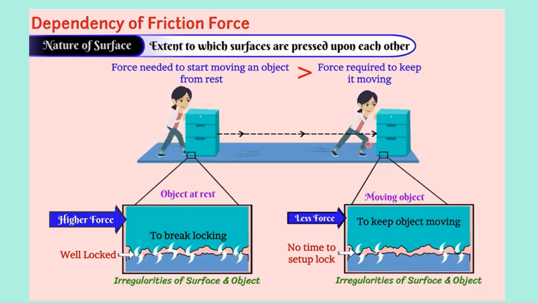In the second case, when the object is already moving, you have to apply less force to keep it in continuous motion, because the frictional force will be less. The object does not get more time to interlock again. The interlock between the surface and object will be less, as it is not at the rest position. Therefore, if you apply less force only, the object will be in continuous motion.